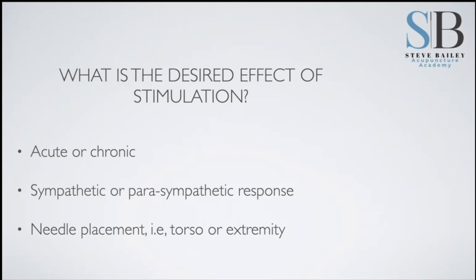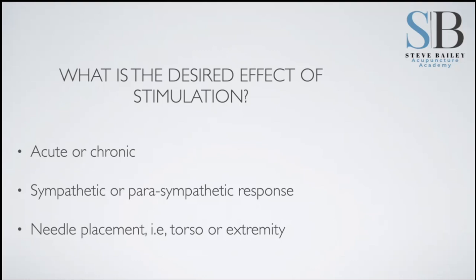So depending on where you place the needle, if you place it onto the torso, you're going to get a sympathetic response. In other words, if you utilize points such as urinary bladder 20, urinary bladder 22, you're going to get a sympathetic response in the stomach. That's going to reduce the activity of the stomach. However, if you use something like stomach 36, that's going to increase the motility of the stomach, bring more blood to the stomach and make the stomach more active.